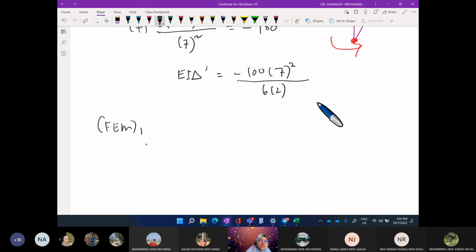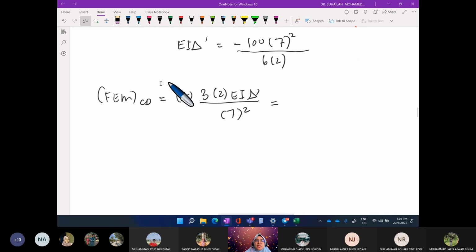FEM for CD. Okay, FEM for CD, it is the formula, the angle is positive. It is 3 EI. This is the formula: 3 EI, 3 times 2, because for member CD also it is 2 EI, EI delta prime divided by 7 square. So what we need to calculate now is FEMCD. So we need to substitute. This is 3 times 2 divided by 7 square.